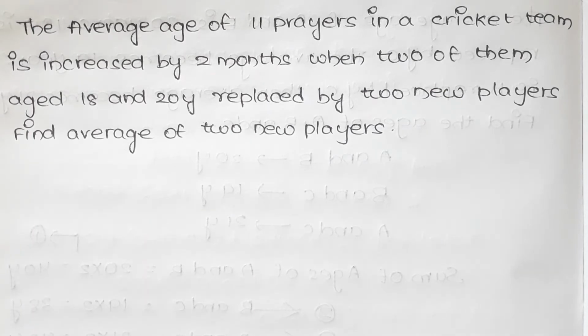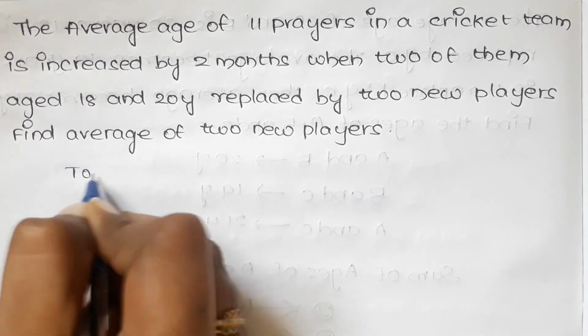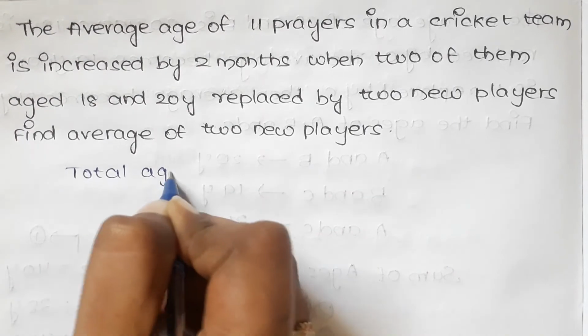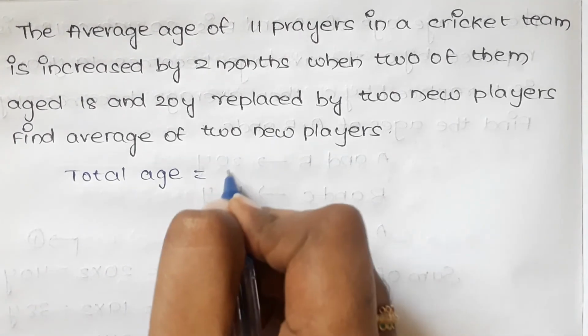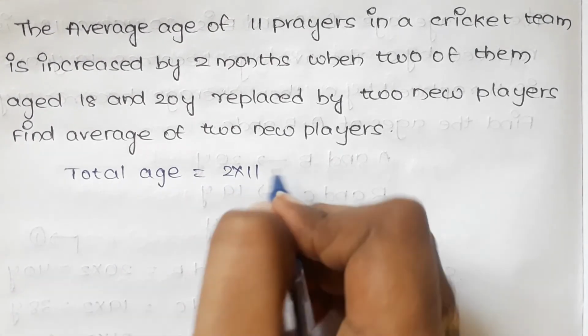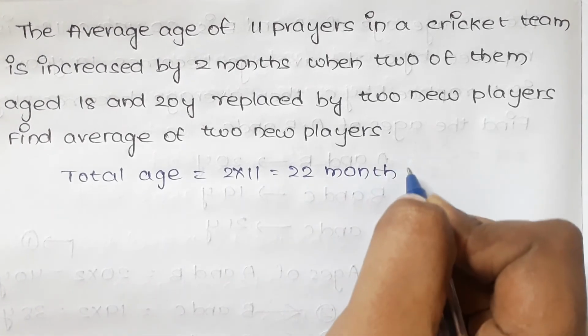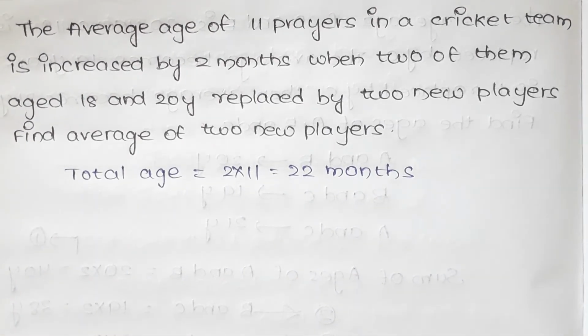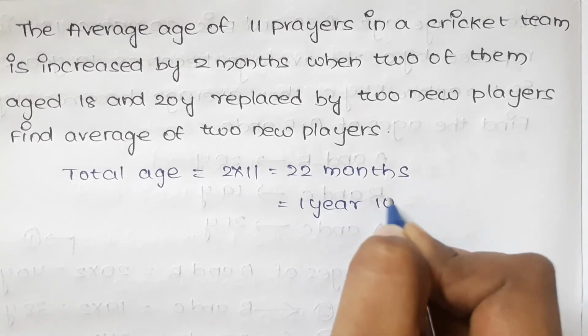Here we have 11 players in a cricket team, and now the average of those 11 players is increased, that is, the total age increase equals, here 2 months are increased, that is 2 into 11, which equals 22 months. 22 months is nothing but 1 year 10 months.